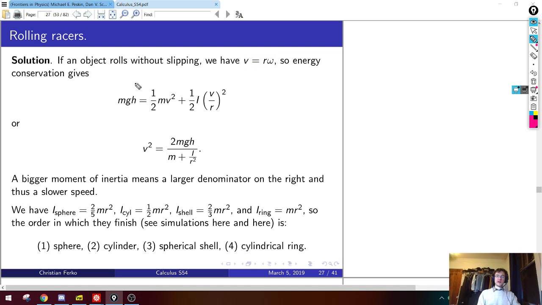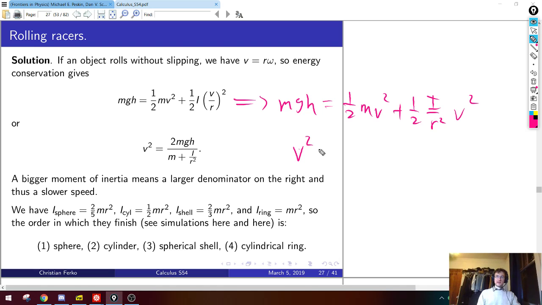So if we write conservation of energy, here's the gravitational potential energy, here's the linear kinetic energy, KE linear, and here's the rotary kinetic energy, KE rotary. The rotary is a half I omega squared, but omega is v over R, so I put in v over R for omega. Then I solve this equation for v to see how fast it's going. How do I solve this for v? Well, I have mgh is 1/2 mv squared plus 1/2 I over R squared times v squared. I factor out the v squared, then divide by all this chunk and take a square root.